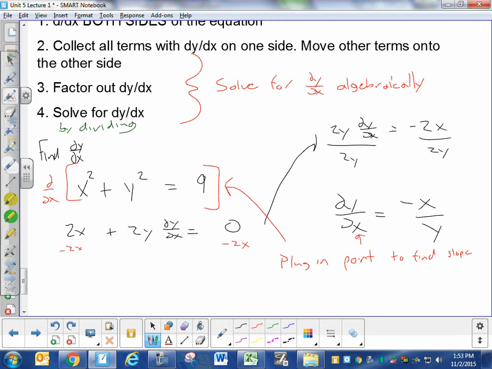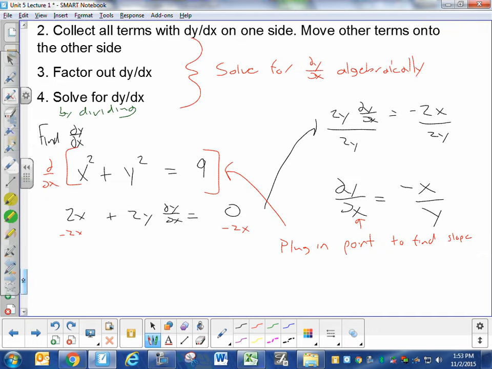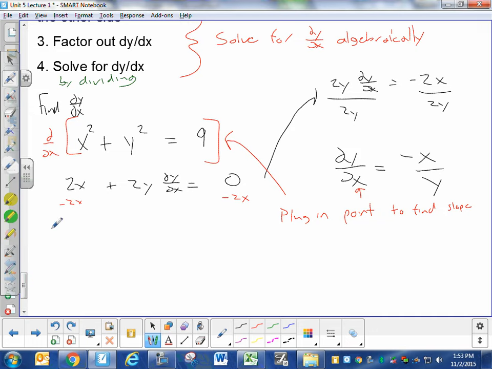I just heard something. What was it? 3, 0, right? So what I can do, since I know 3, 0 works, I can find the slope of the tangent of this at the point 3, 0. Well, I plug in 3 for x and 0 for y. I get an undefined tangent slope.